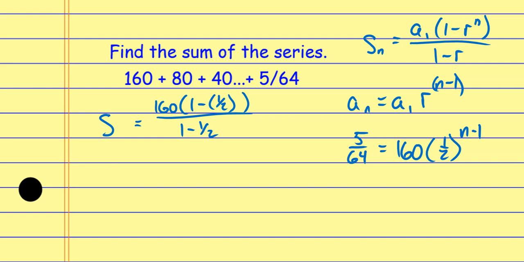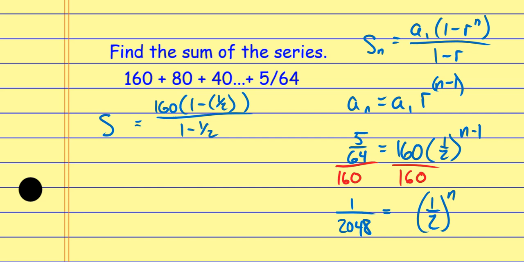And so for this guy, I'm going to divide each side by the 160. And we can use our calculator for that. 5/64 divided by 160 is the same thing as 5/64 times 1 over 160. And we could reduce the 5 and the 160. And if I do that, I should get 1 over 2048.